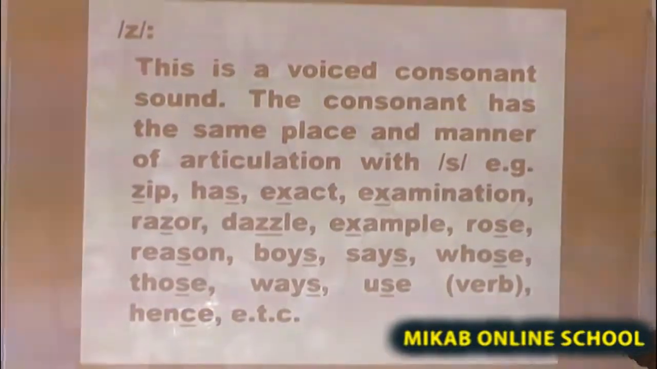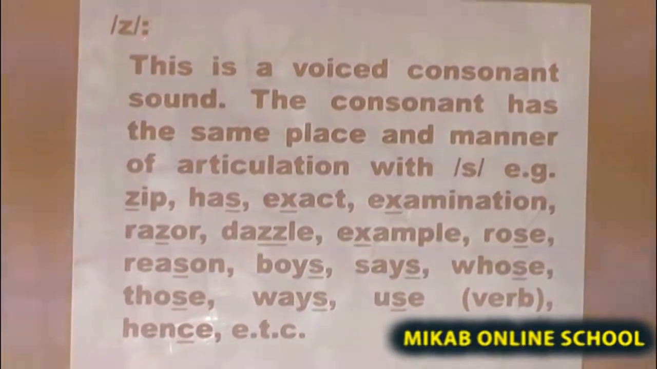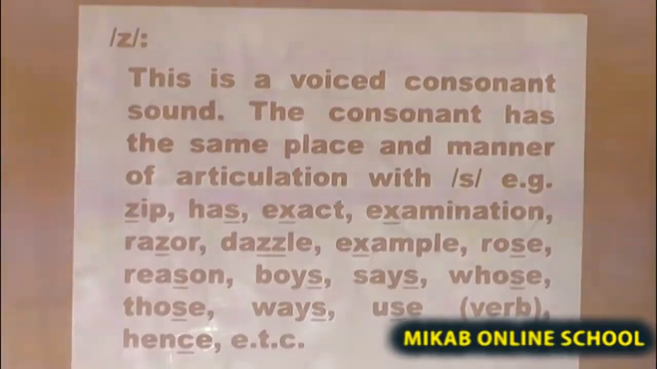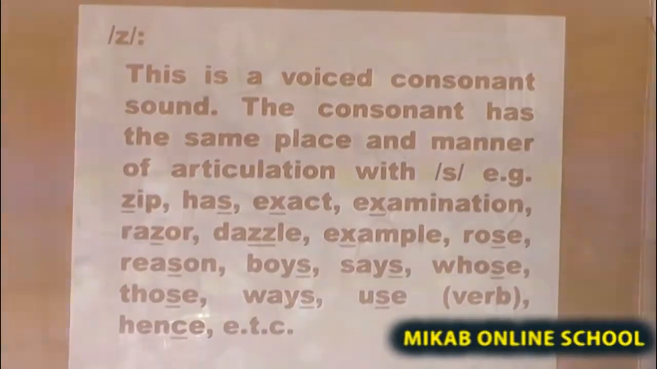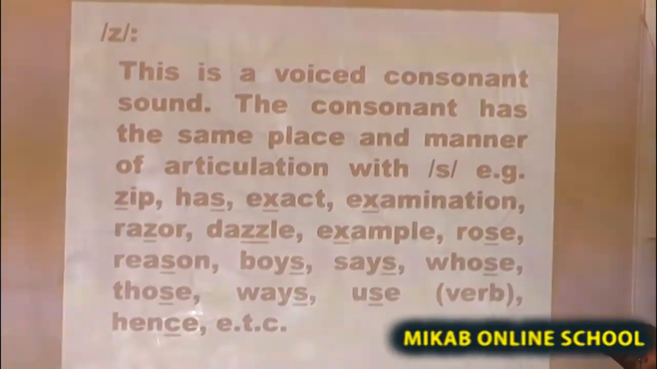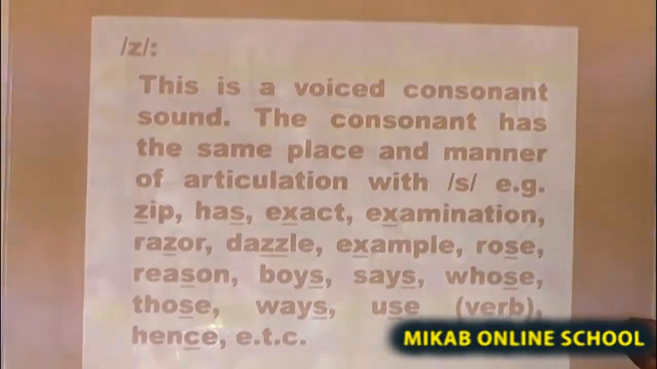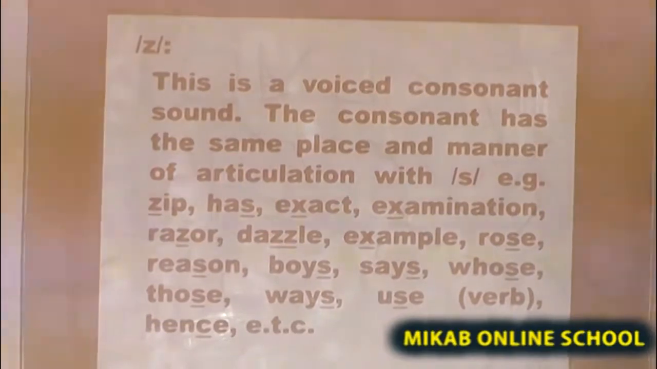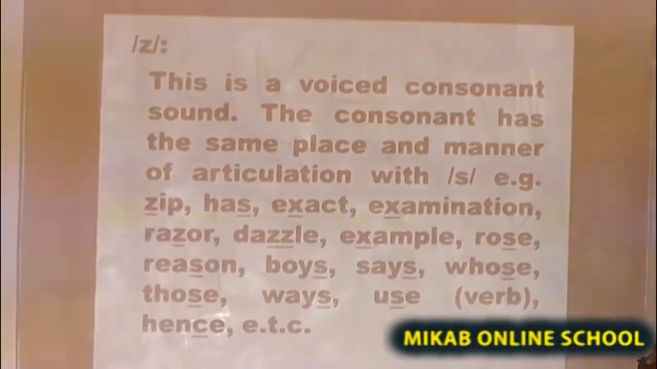This sound is pronounced exactly the same way as the previous one. The major difference is that this is a voiced consonant sound. The consonant has the same place and manner of articulation as the previous one, as I've told you, but it is voiced. It is called the za sound. Any word that has z pronounced has this sound. Let's look at the examples below. We have zip.